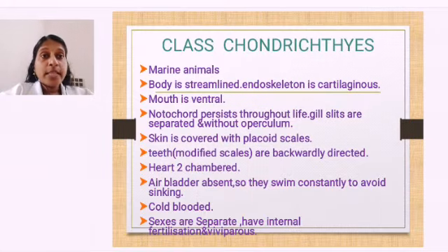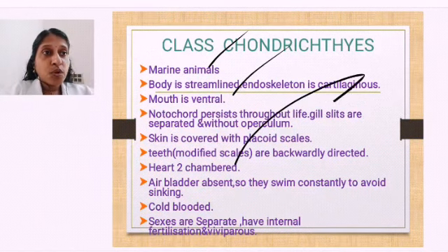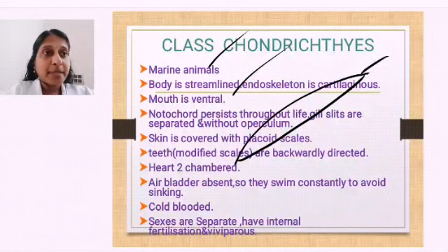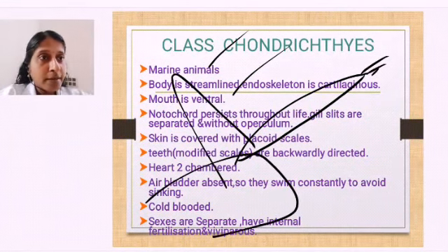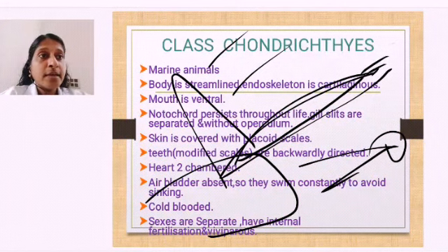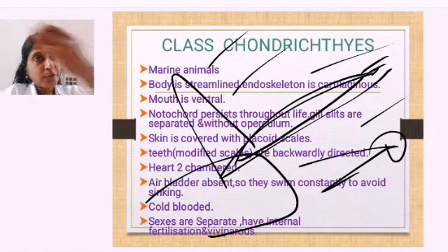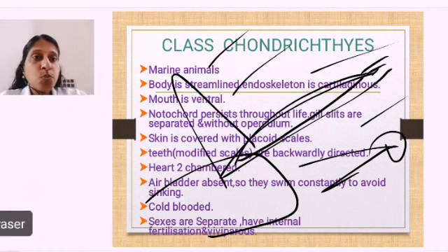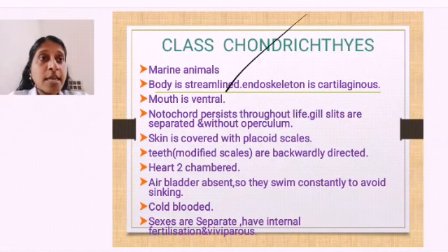They are marine animals, living in salt water. They have a streamlined body. Streamlined means what? The ends will be tapering. Tapering means it will be like this. It will not be blunt, it will be sharp. So, these ends we call streamlined, so that in the water they can easily pierce through. Mostly they are having a streamlined body. That is the next characteristic.